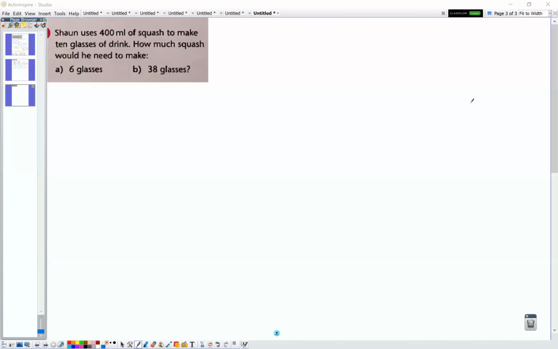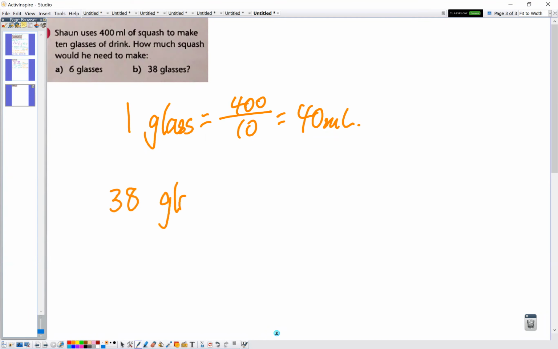But for the second one, I think a couple of answers got wrong because some of your answers for the second one are 9,000 something, which is not right. Look at how you do the second one. You find the one glass first. We know one glass is 400 millimeters divided by 10, which is 40 millimeters. So 40 millimeters, we have 38 glasses. So in this case, we should just use 38 times by 40.